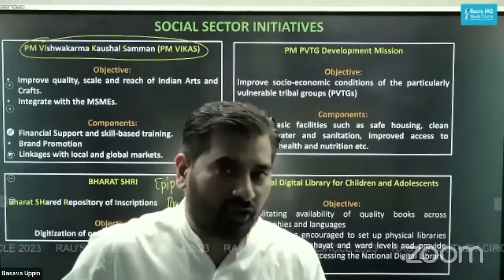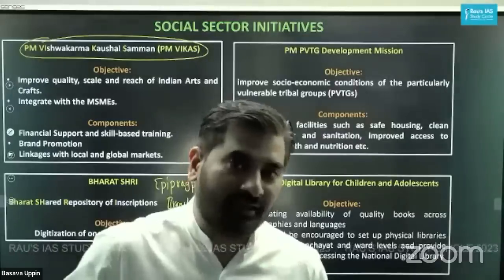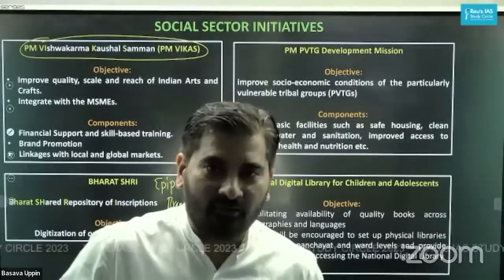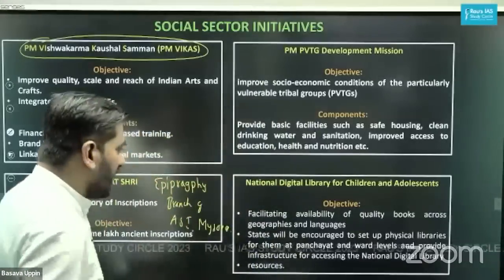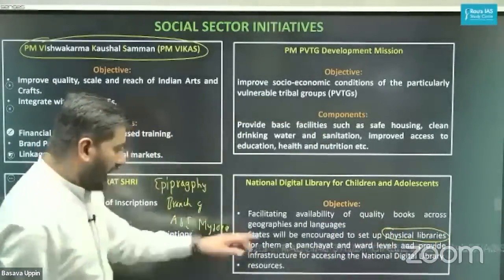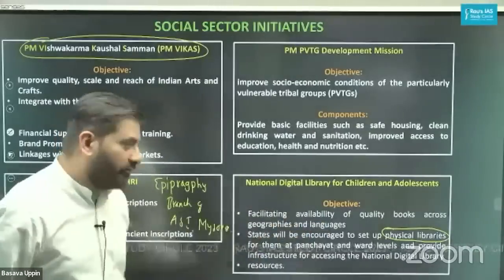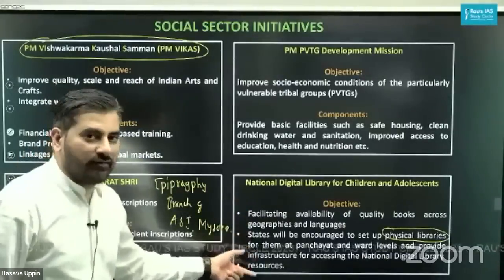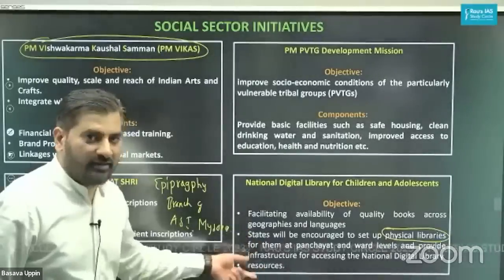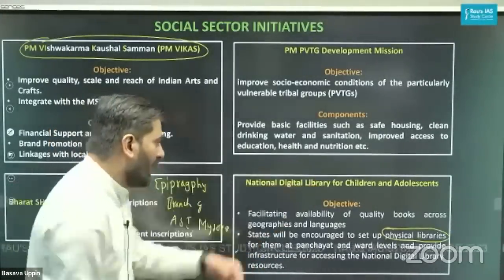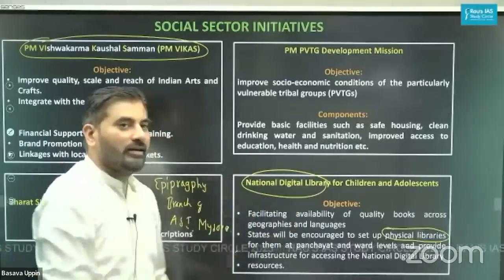So in order to ensure that people have access to these digital libraries, the state governments have been asked to set up the physical infrastructure. That is, they have been asked to set up physical libraries at the panchayat level as well as ward level. And these physical libraries will in turn provide necessary infrastructure. Necessary infrastructure means computers, internet connection, so that people are able to have access to the National Digital Library.